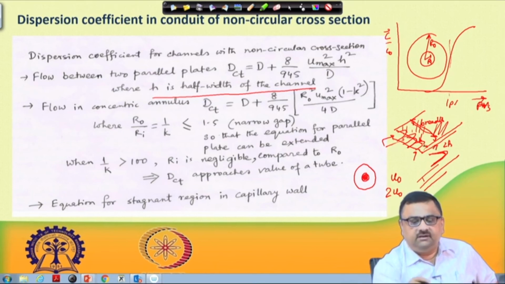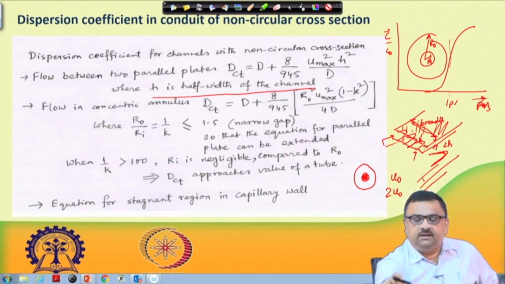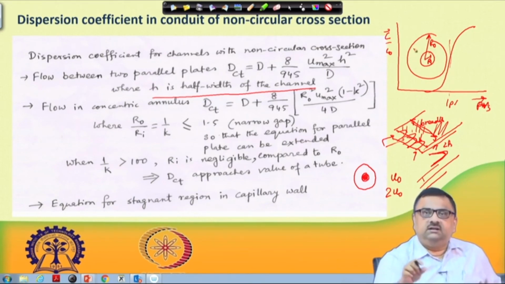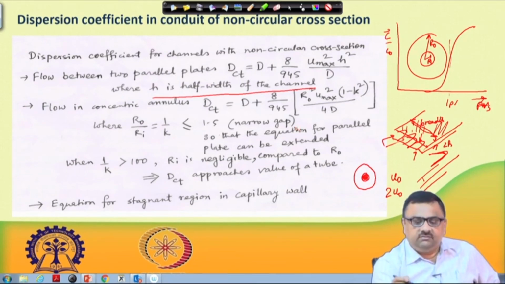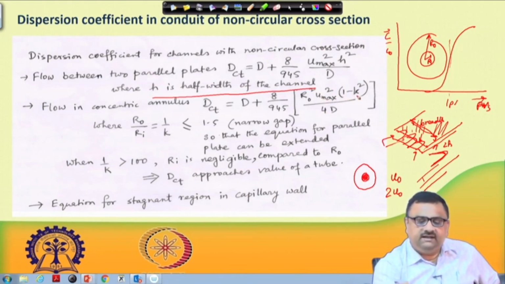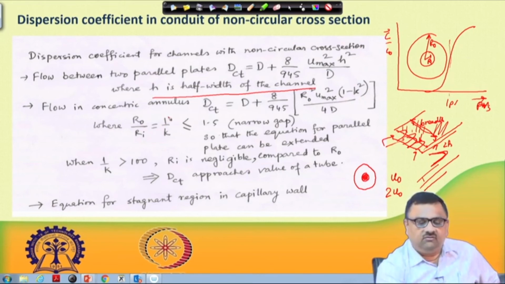This narrow gap, one can stretch it up and hypothesize it as just the flow between two parallel plates, and that is exactly what they have done. So, the equation for parallel plates can be extended, and that is what they have done. This is R naught square u max square into 1 minus k square, where k is Ri by Ro, or 1 by k is Ro by Ri. Okay, so this is the expression one gets.